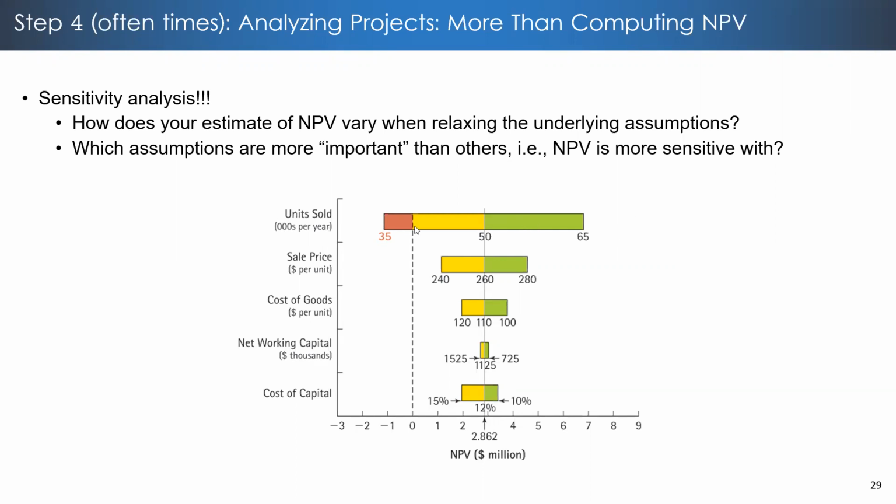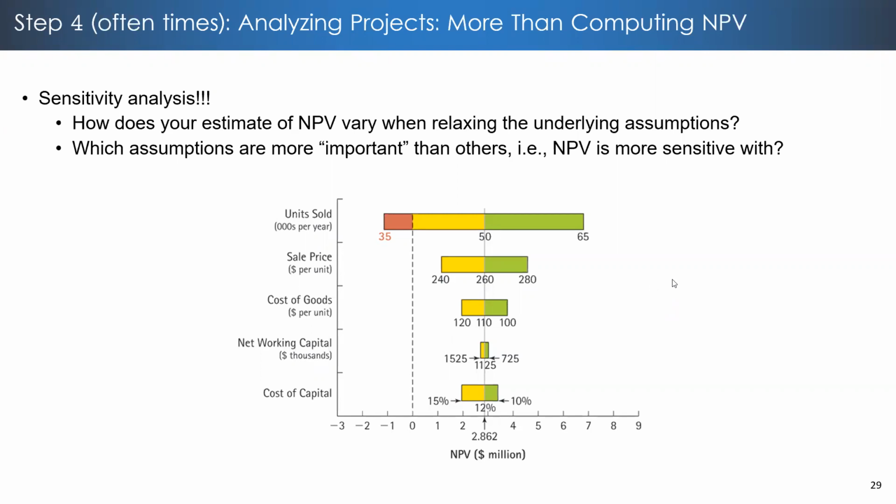Sometimes, so this is one dimension. Remember, we talk about one thing, holding everything else constant. Sometimes you can do it in two dimensions. So if we change units sold and sales price at the same time, how will that affect the outcome of net present value? That will not be like a line anymore. It's probably like a two-dimensional graph, a curve for the final outcome. So this is the point of sensitivity analysis.